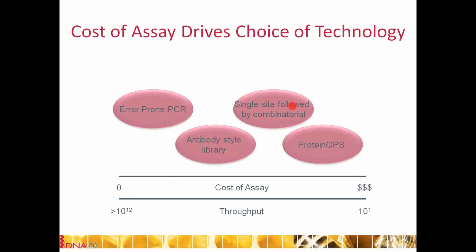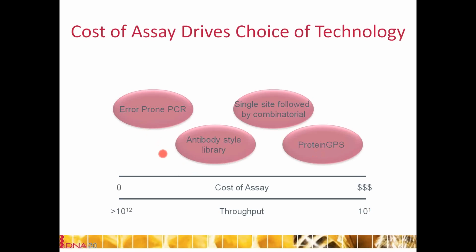On the other extreme of the axis, you have the ProteinGPS. If the cost of the assay is very expensive, your throughput is very low, you want to make sure that you get as much information as possible out of as few data points as possible, which is the whole take-home message using ProteinGPS. So in between here, I put in a couple of examples, but certainly by no means a full set of alternatives.